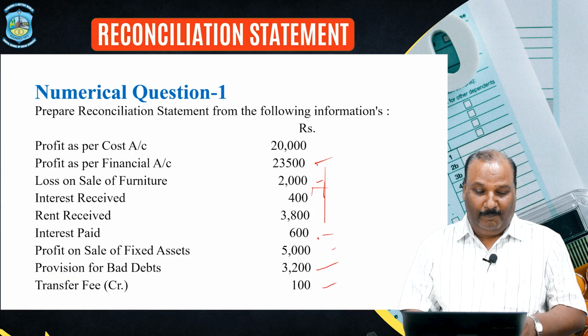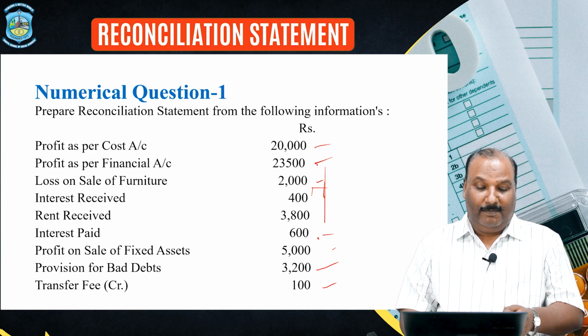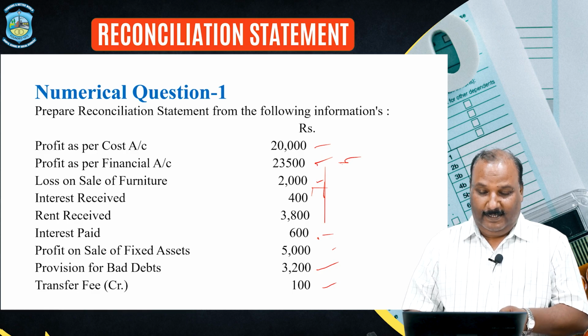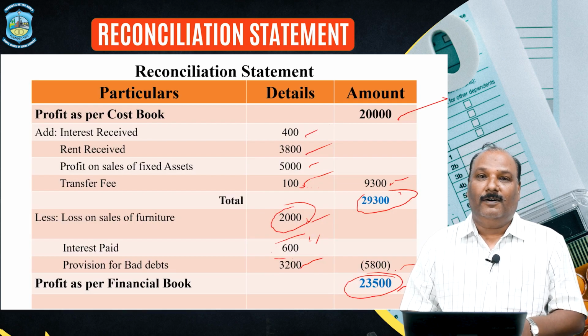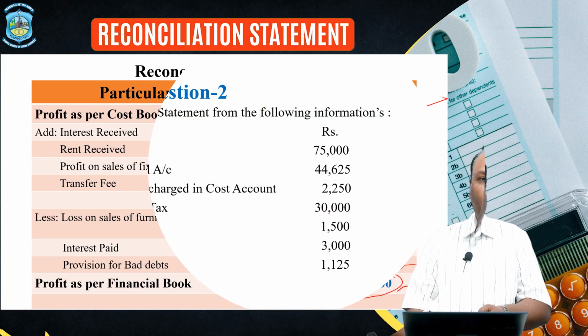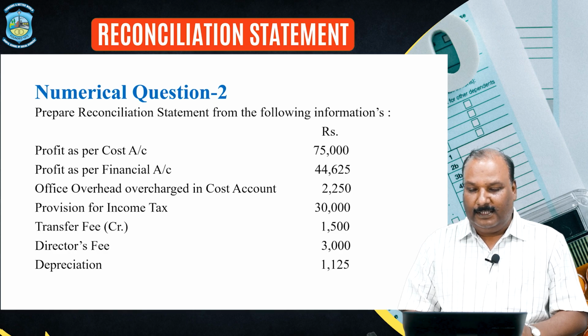Let's see the question. Profit as per cost book is 20,000 rupees and profit as per financial book is 23,500, which is the solution of the first question. Now move to the second question. Here we have the second question. Prepare a reconciliation statement from the following information.